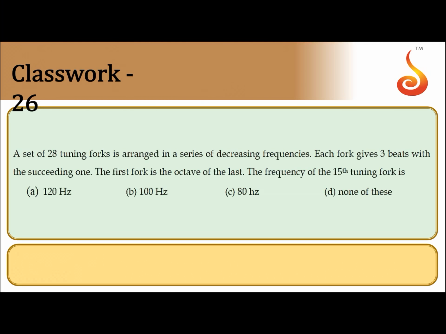Yes, we shall move on to the next one. A set of 28 tuning forks is arranged in series of decreasing frequencies. Each fork gives 3 beats with the succeeding one. The first fork is the octave of the last. The frequency of the 15th tuning fork is. So you need to find the frequency of the 15th tuning fork.